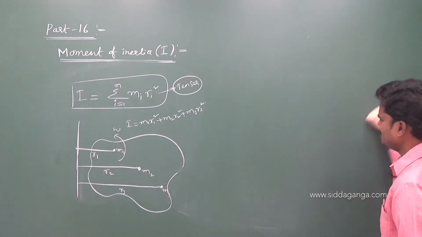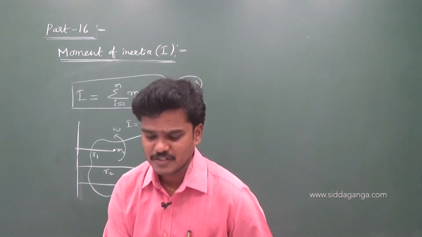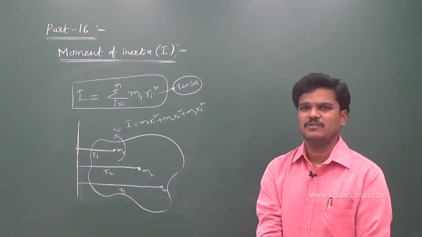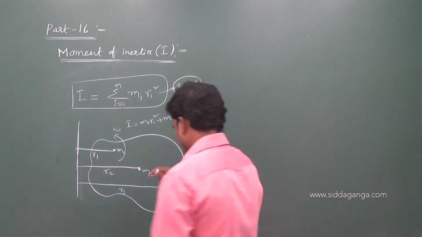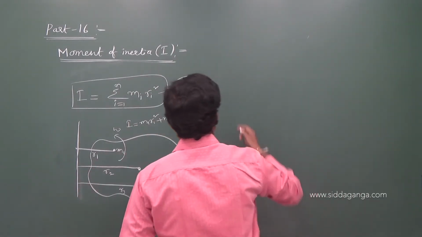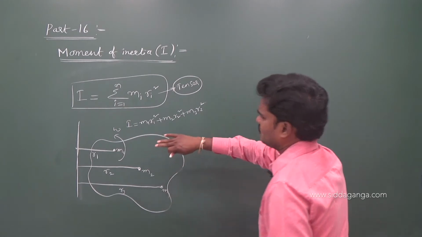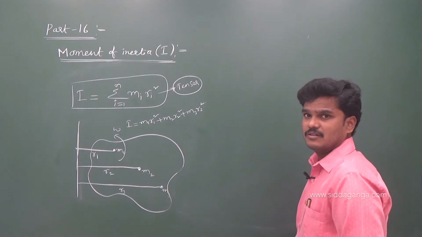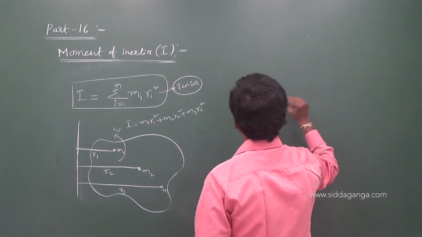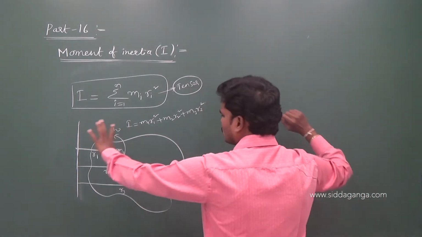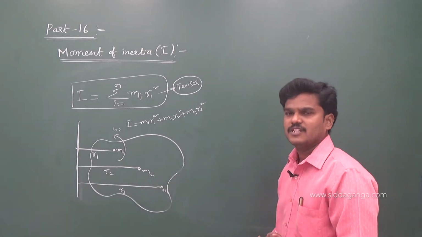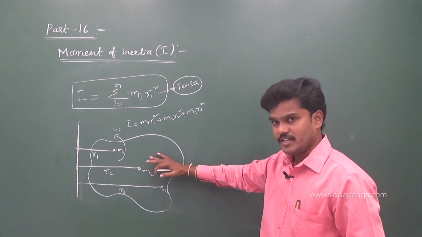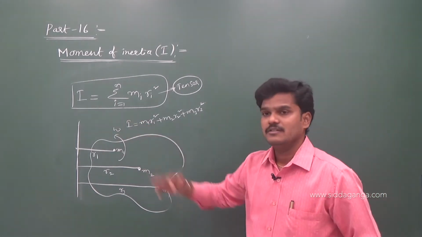Let us suppose for the same rigid body, these are basics, almost useful for board level only so far. Now for 3 particles I am getting m1 r1 square, m2 r2 square, m3 r3 square, and so on. If the total mass of this rigid body, just keep in mind, this is the rigid body, it is rotating around the axis of rotation.